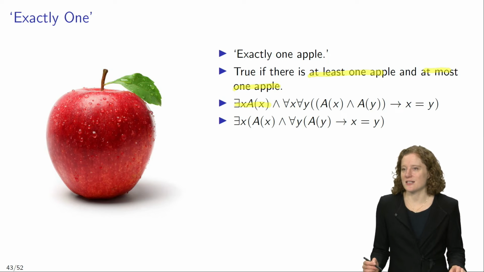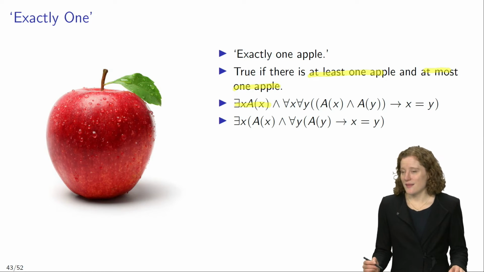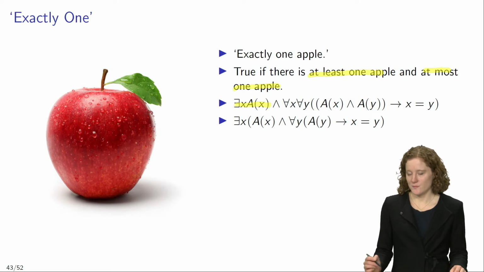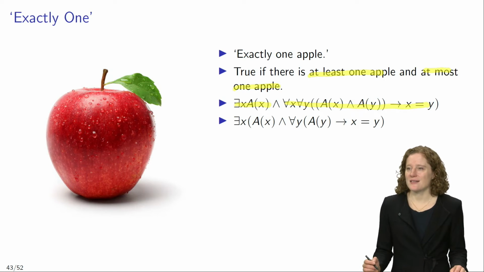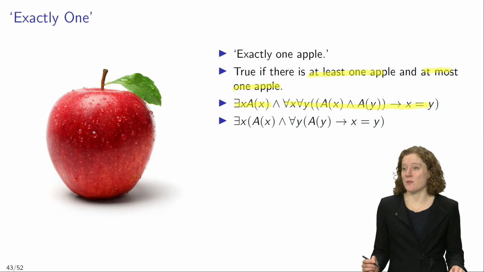There's an x such that ax, and then we use a conjunction and express the second part and say that there is at most one apple. So we add that for all x and for all y, if ax and ay, then x is identical to y. So in this second part of the sentence after the conjunction sign, we are saying that there's at most one apple.